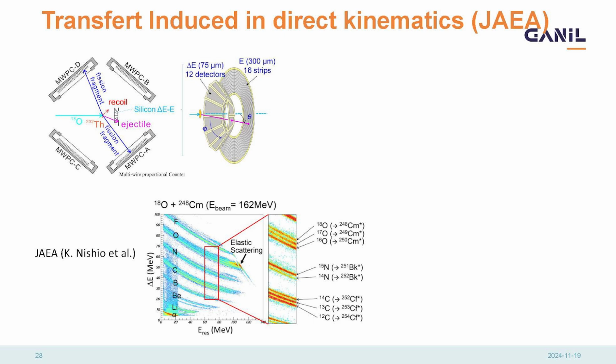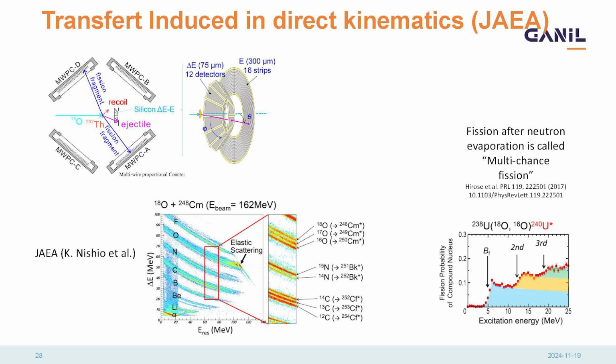And the second point is that you can measure the excitation energy of the system based on two-body kinematics. So just like billiard balls, no? Basically you can reconstruct the excitation energy of the system. So if you reconstruct the excitation energy of the system here, so this is the excitation energy of the system, and here the fission probability.